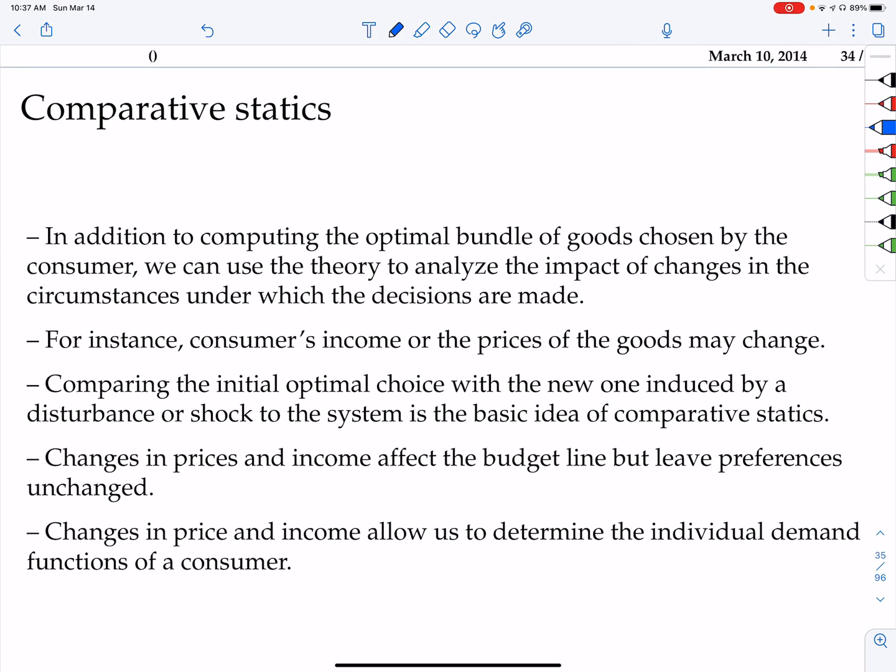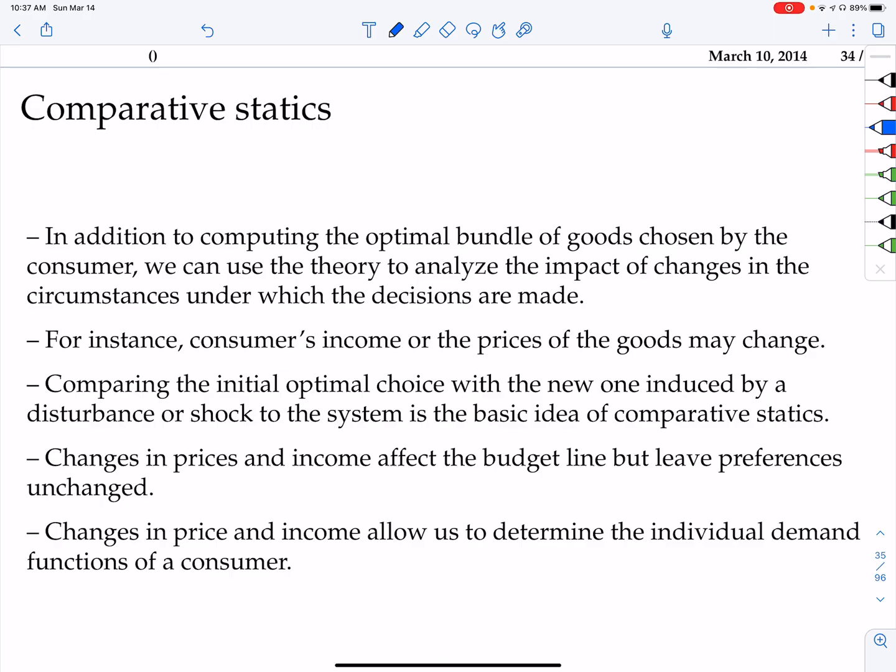Now we're going to study comparative statics. So far, we were solving just an optimization problem. For given prices and income, we know what the optimal decision is. But in comparative statics, we're going to change P and Q and see how your optimal decision reacts to the change.